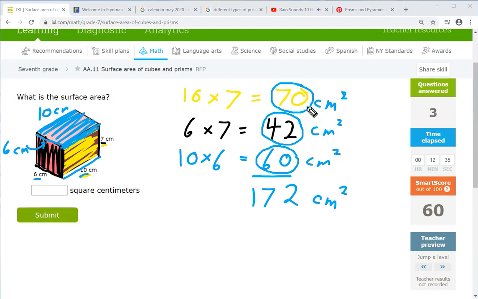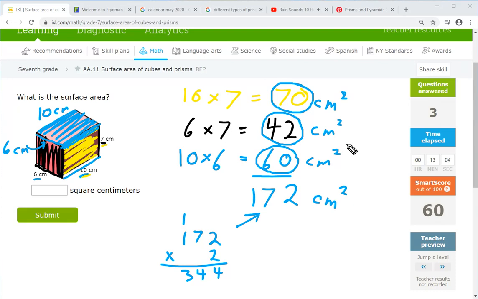So we can either double these and then add them all up, or we can take this number right here and double it. So let's do that. Let's take 172 and double that. And that's going to give us 344 square centimeters.